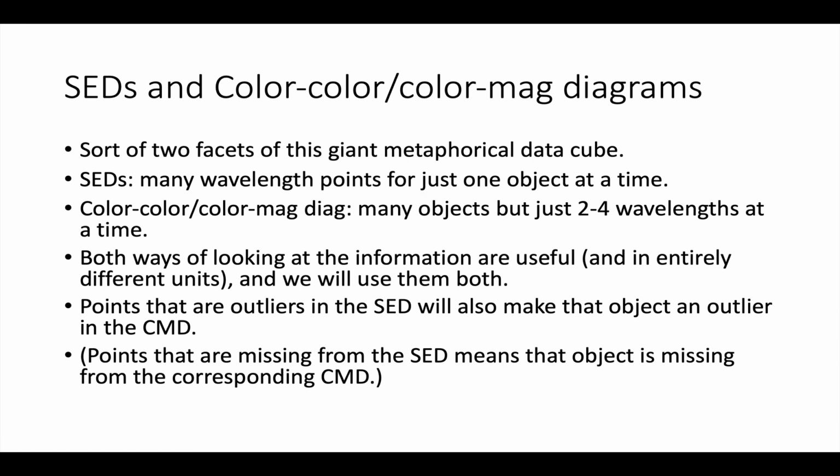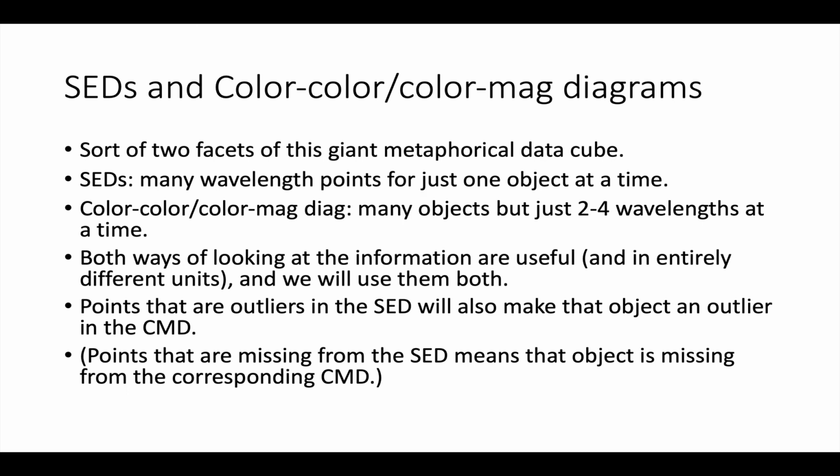So the next topic we're going to hit are SEDs and color-color and color magnitude diagrams. As a setup for that, I sort of see SEDs and color-color and color magnitude diagrams as two facets of a giant metaphorical data cube floating in front of me. An SED allows me to see many wavelength points, but for just one object at a time. A color-color or color magnitude diagram allows me to see many objects, but just 2 to 4 wavelengths at a time.